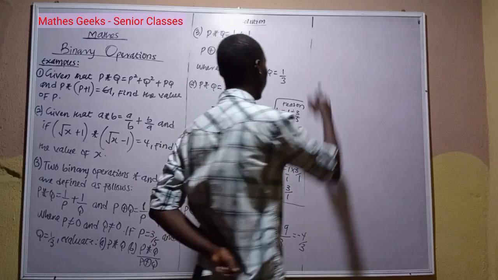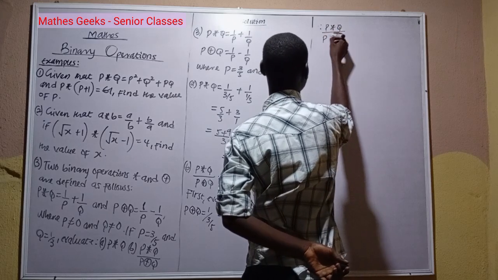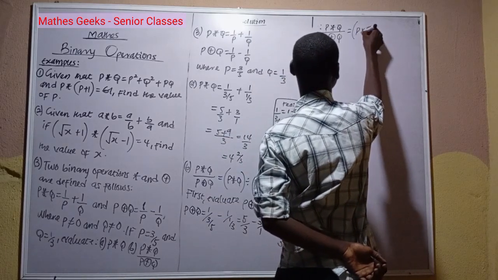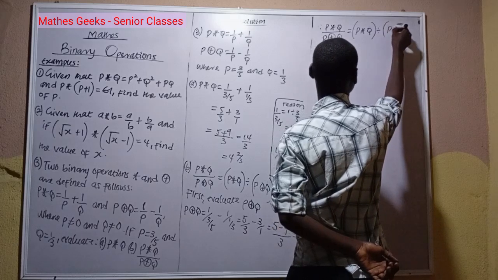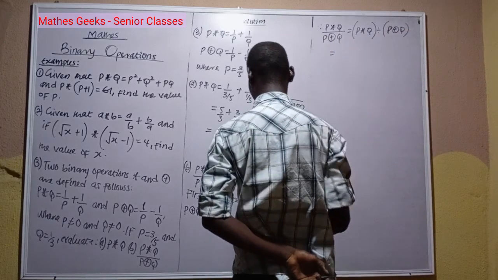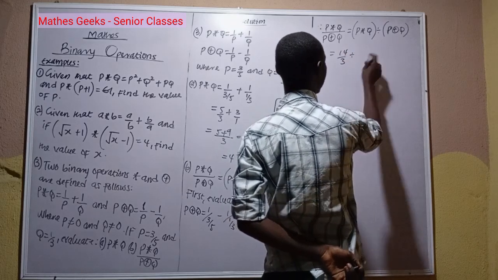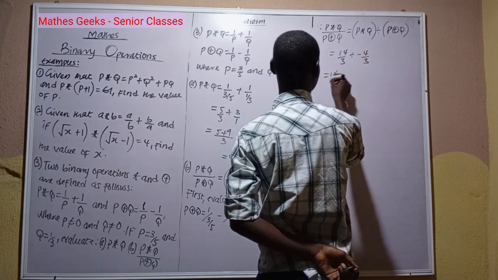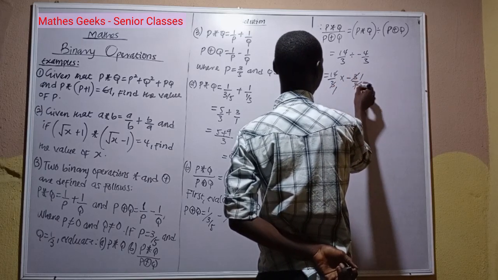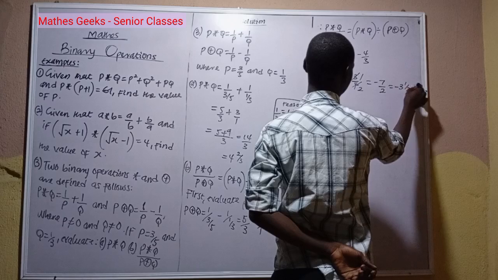So therefore P star Q over P O plus Q is equal to P star Q divided by P O plus Q. P star Q is 11 over 3, divided by P O plus Q, which gives us minus 1 over 3. So 11 over 3 times minus 3 over 1. The 3s cancel, which is equal to minus 11.